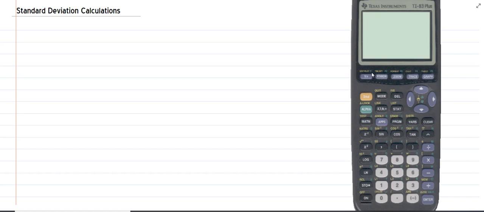Okay, we're going to be looking at standard deviation calculations in this video. So let's go ahead and get started. Let's say we have the average length of stay for several patients at a hospital, and those are going to be as follows. So we have 0, 0, 1, 1, 2, 5, and 7.